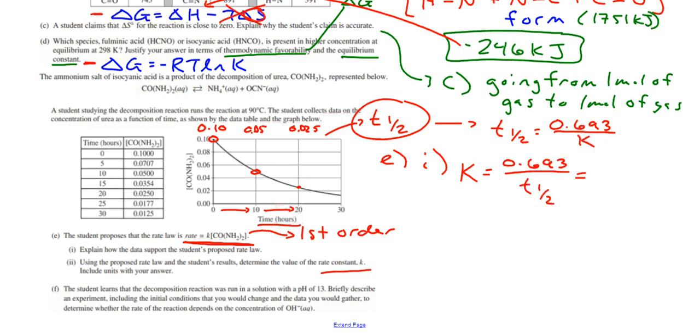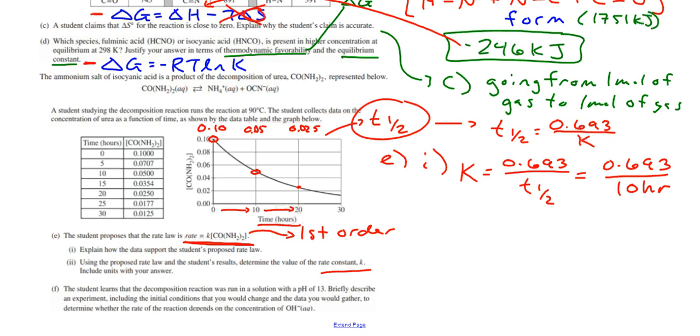So what's the half-life? Don't be fancy. How long does it take for half of it to be gone? 10 hours, isn't it? Every 10 hours, I lose half of it. So all I do is punch this in. Can you get the right unit? This isn't tricky, but people make mistakes in this all the time.